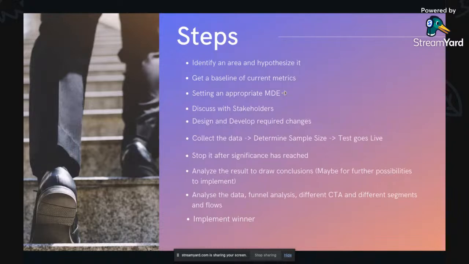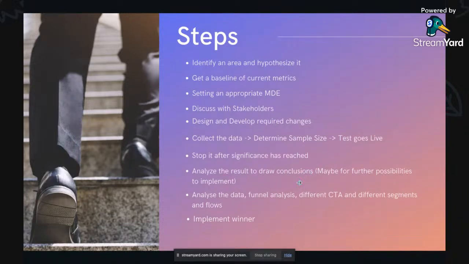Because the worst case scenario would be that you did all of this and you conducted an experiment, but you didn't run it for enough days to say that there's enough data. And eventually, when you get the data for the conversion rates, you say that, okay, there's not much difference. But you don't know why, because what could actually be happening in the background is that you didn't have enough data to say that there's a difference, or there's not a difference in the first place. So we stop it after significance has been reached, and analyze the result to draw conclusions.